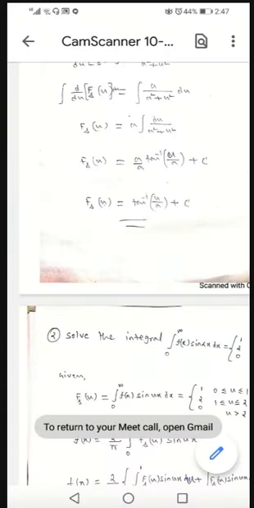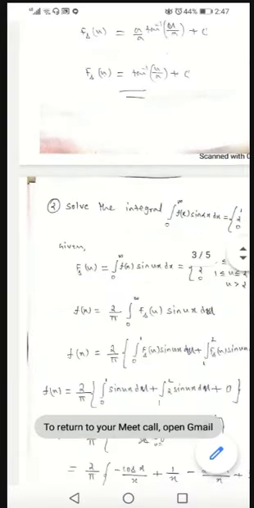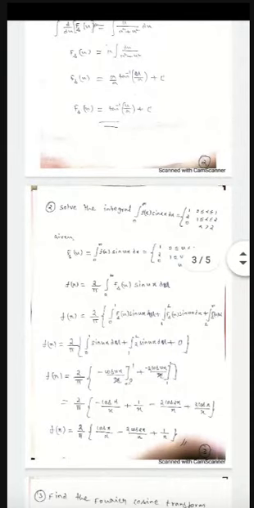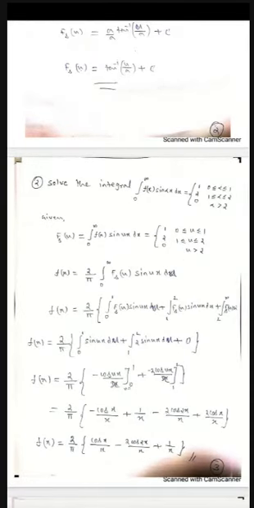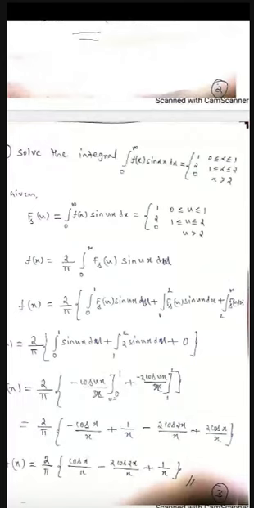Next problem. Second problem. In the second problem, we have to solve the integral of f of x sin alpha x dx. It is equal to 1 whenever alpha is between 0 and 1, 2 whenever alpha is between 1 and 2, and 0 whenever alpha is greater than 2. Greater than 2 means alpha is between 2 and infinity.